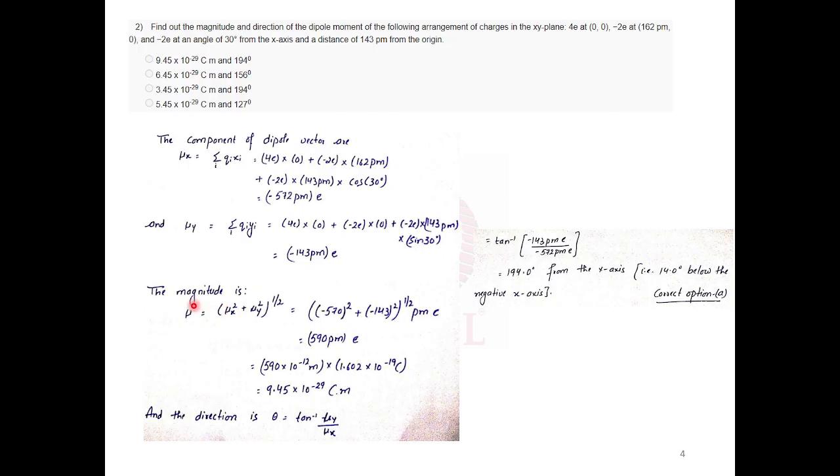So this is very important. It is nothing but calculating the resultant value: mu x square plus mu y square, all under the root. So you will get this magnitude.